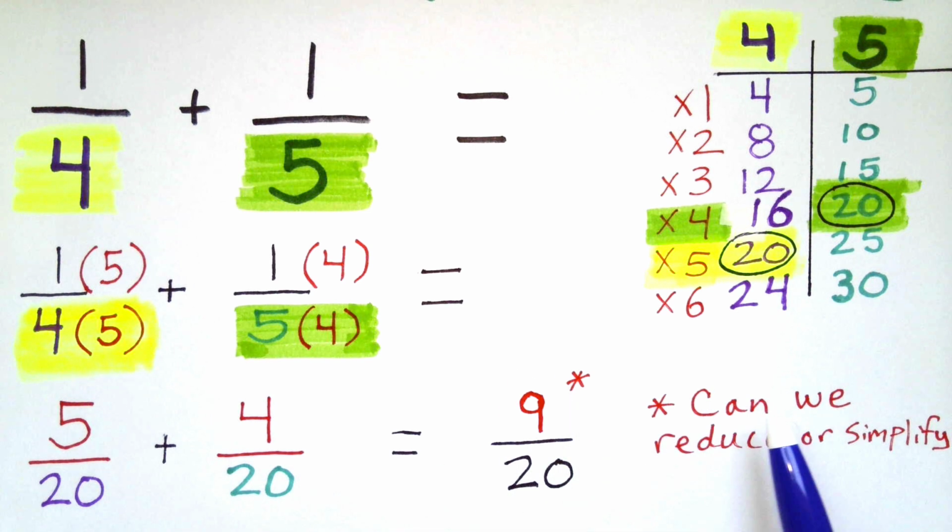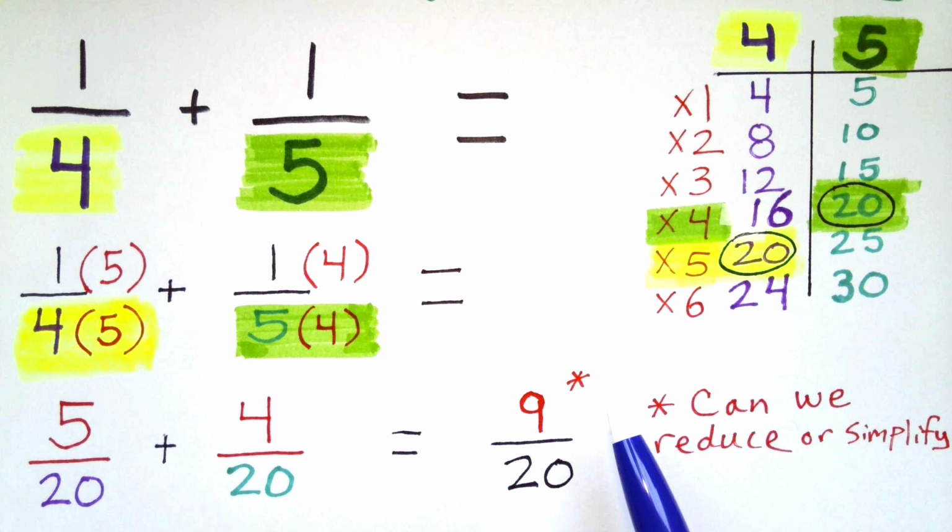Now here's a quick question for you. Can we reduce or simplify this fraction? 9 over 20. Is there a number other than 1 that can be evenly divided into both 9 and 20? It's got to be the same number. No, there's no number. And here's a key hint. It's something that helps you. It's not always the case, but the majority of the time it works.